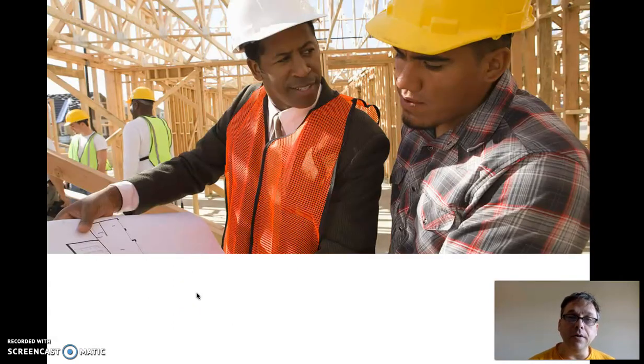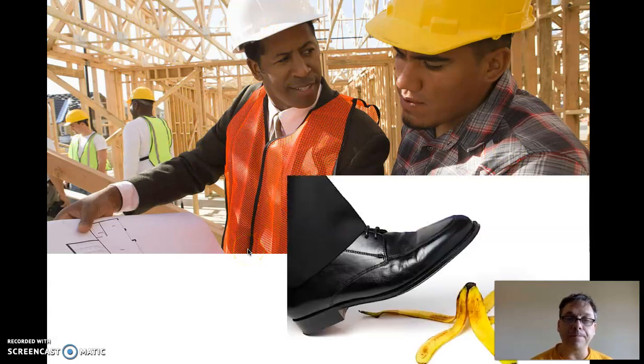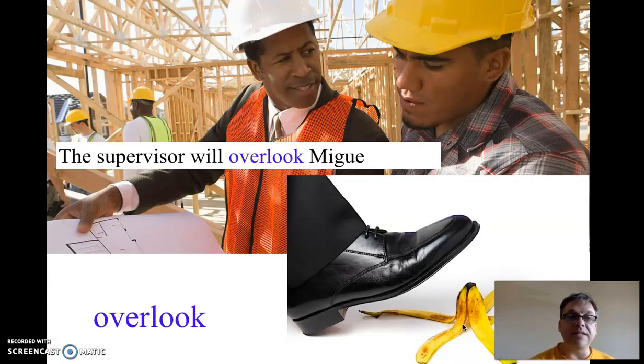Here's two men here, right? This man here looks like he might be the supervisor for the people constructing the building. And here we have someone who needs to be careful they don't slip on this banana peel. So the word here is overlook, right? We might say the supervisor will overlook Miguel's work, right? This means that he will look at it carefully. He will check over Miguel's work, right?